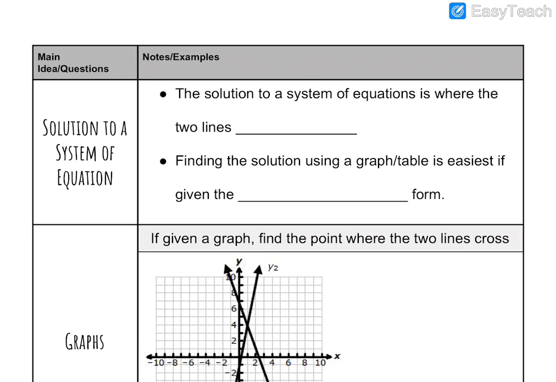Hello class, today we are talking about determining the solution to a system of equations. The solution to a system of equations is where the two lines cross. Finding the solution from a graph or a table is easiest if we're given our slope-intercept form, or y equals mx plus b. Same thing, just written out in the actual equation.